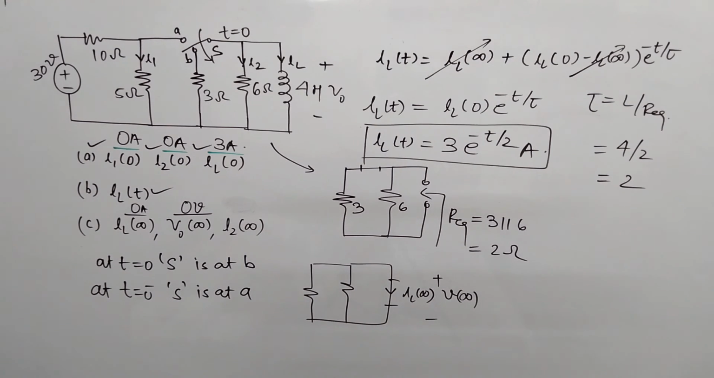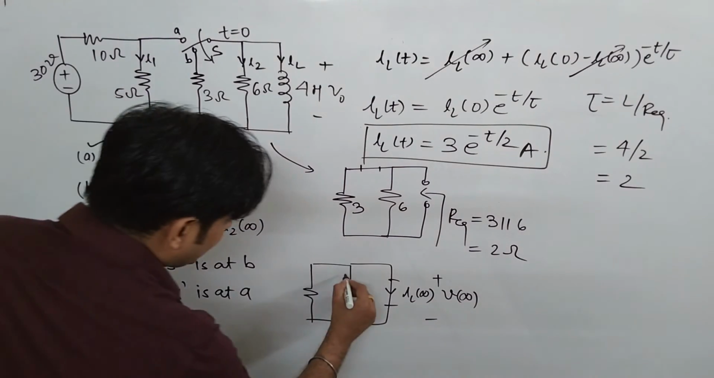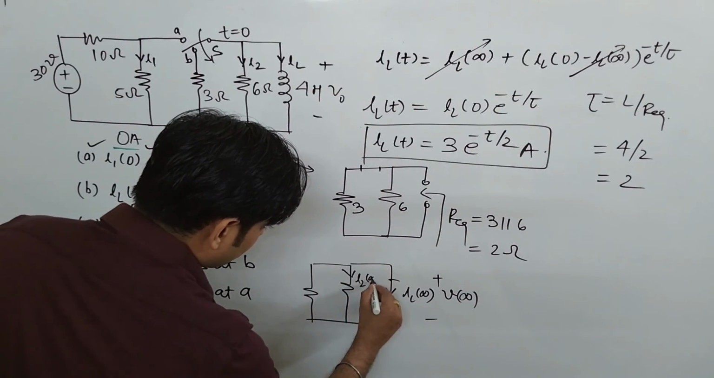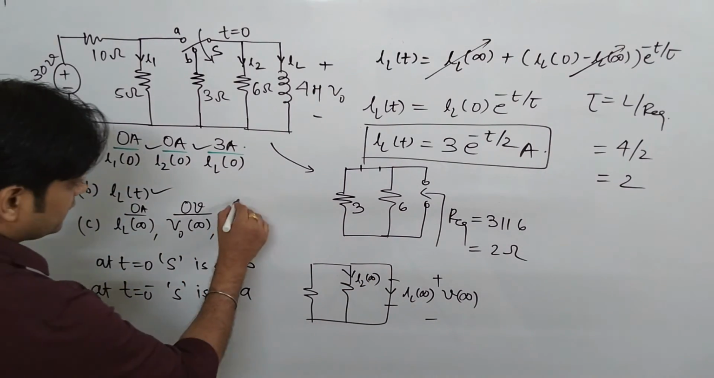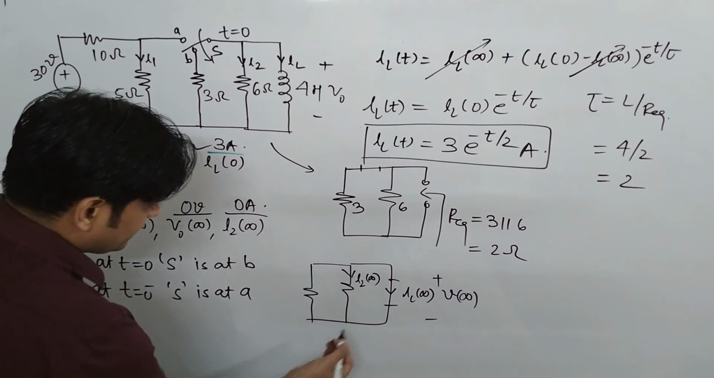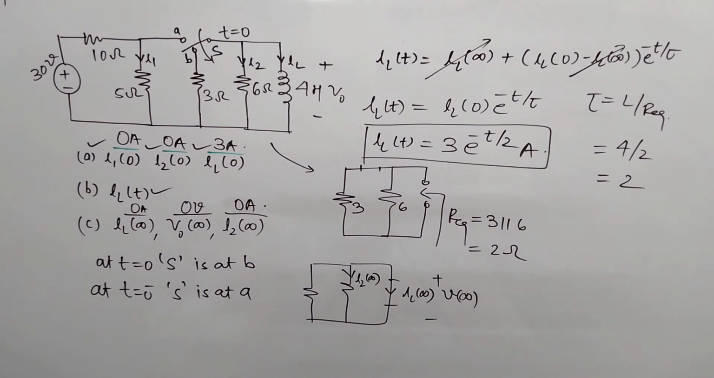Now what about I2 infinite? If you see, this is the current, here is the I2 infinite. So this is also 0 ampere. Why? Because no active source is present here. So directly you can say that the value of I2 infinite is also 0 ampere. So in this manner we have found all the values. Okay. So with this, the problem is finished.